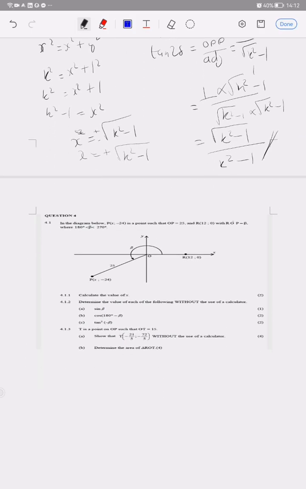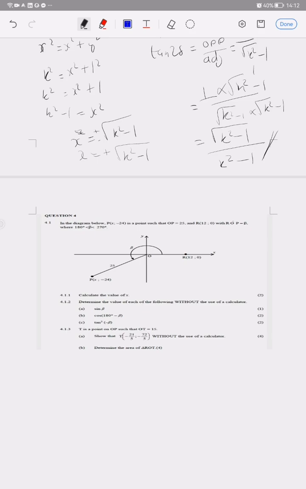All right, seems interesting. This one we are dealing with the Cartesian plane. So what are they saying here in the diagram below? Where is P? We are given x and negative 24 is a point such that OP is 25. What is OP? OP is basically a radius. Then they gave us a point which is R. Oh, okay, I see that one.